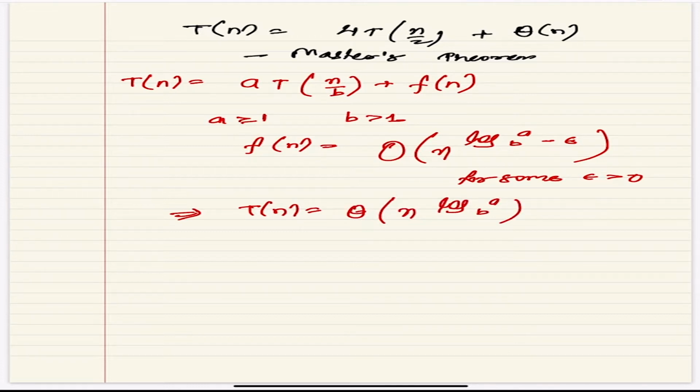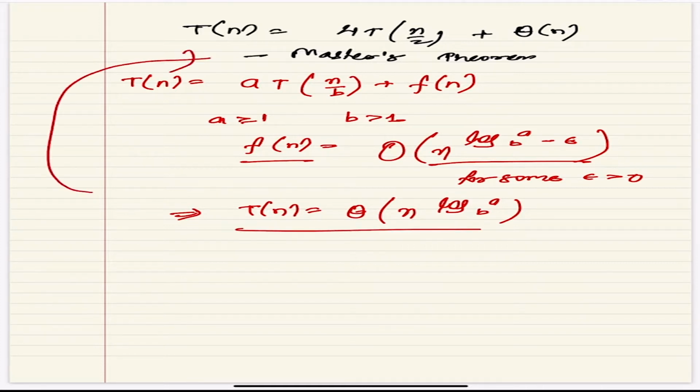So that means this f(n) has to be strictly smaller than n to the power log a to the base b. Then you can write this. So let's try it over this particular recurrence. What is a? a is 4 and b is 2. Let's first compute this quantity: n to the power log 4 to the base 2, that is n squared. And f(n) is theta n, that you can say something like cn.